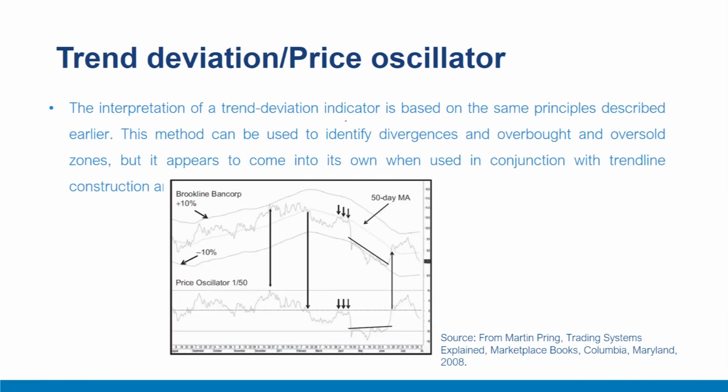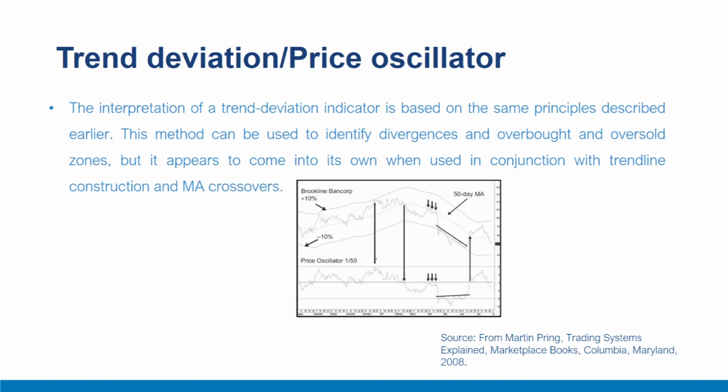The interpretation of the trend deviation indicator is very similar and based on the same principle as we have been discussing. This method can be used to identify divergences, as we did earlier, and overbought and oversold levels, and it appears to come into its own when it is used in conjunction with trend line construction.